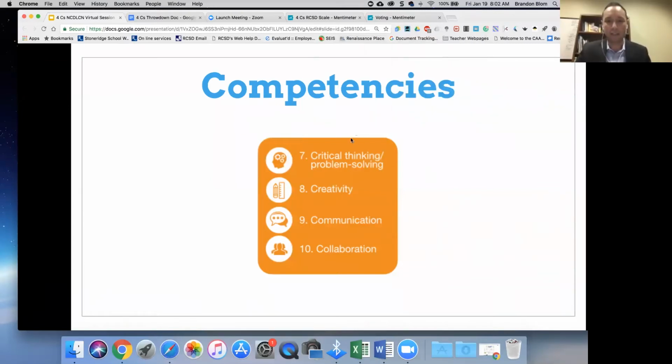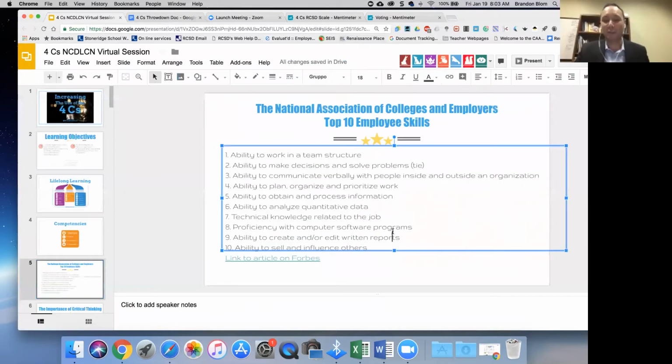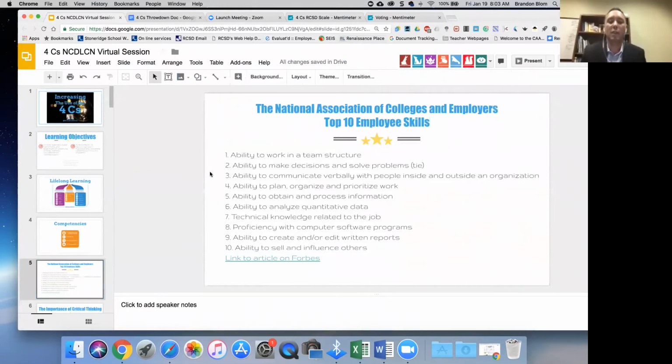Sorry, at least on my screen, this slide got really messed up. There we go. I don't know if that's any better. If you ever look on social media, people put out what employers are looking for. It's amazing to me that it doesn't matter what year this study came out, the top 3 are almost always the same. Ability to work in a team structure, there's your collaboration. Ability to make decisions and problem solve, critical thinking. Ability to communicate. So we know that our students will need the 4 C's, yet a lot of times this isn't what we focus on.